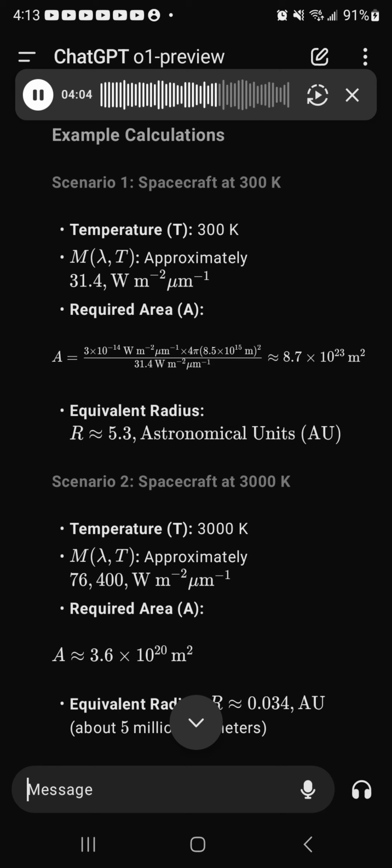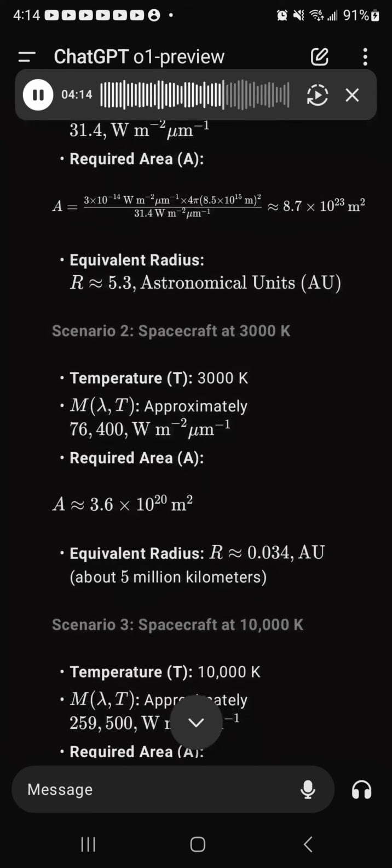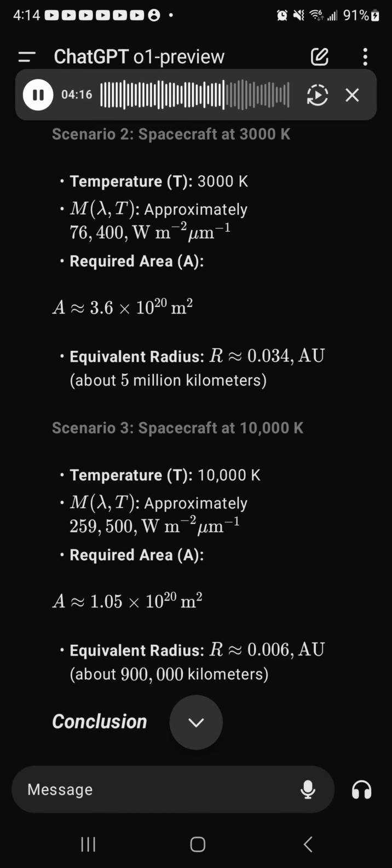Scenario 2, spacecraft at 3000K, temperature T equals 3000K, and lambda T approximately 30,000 micrometer-Kelvin, M_lambda(T) approximately 76,400 W m^-2 micrometers^-1. Required area A approximately 3.6 times 10^22 m², equivalent radius r approximately 0.0434 AU, about 5 million kilometers.